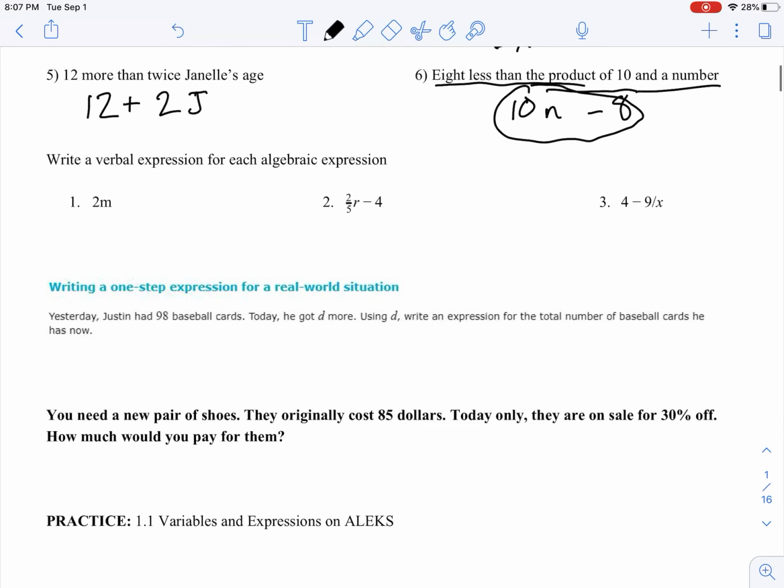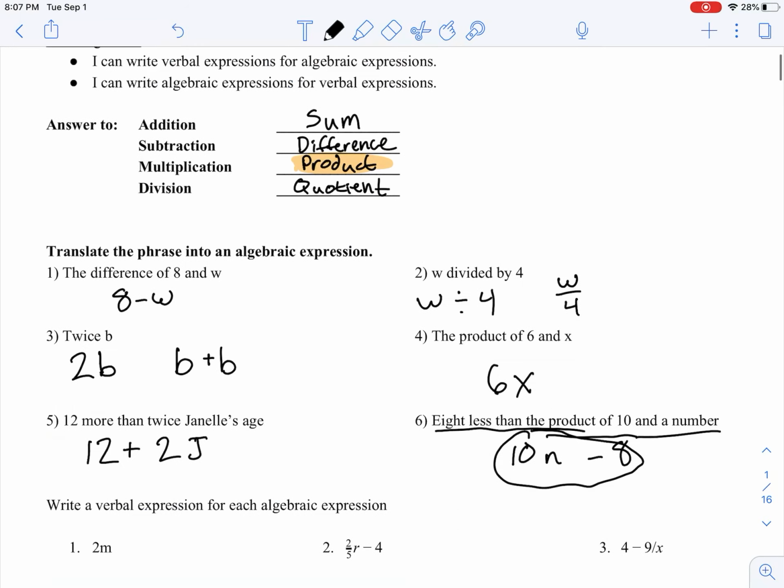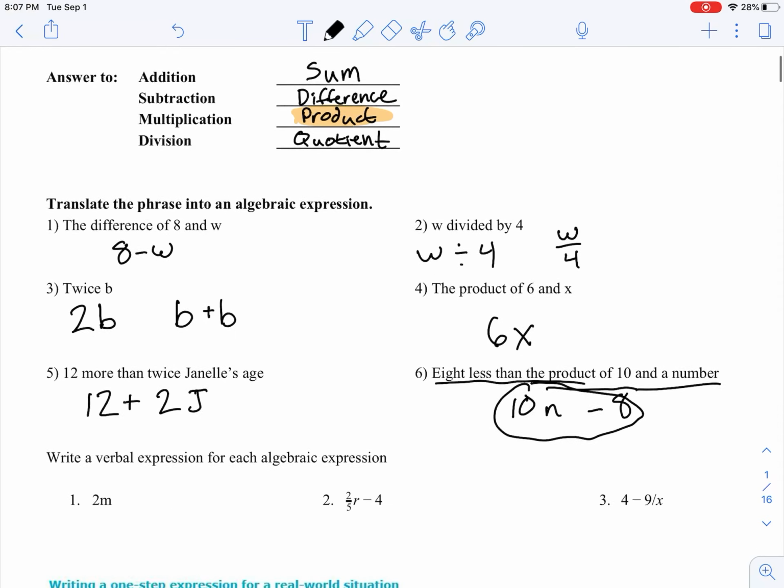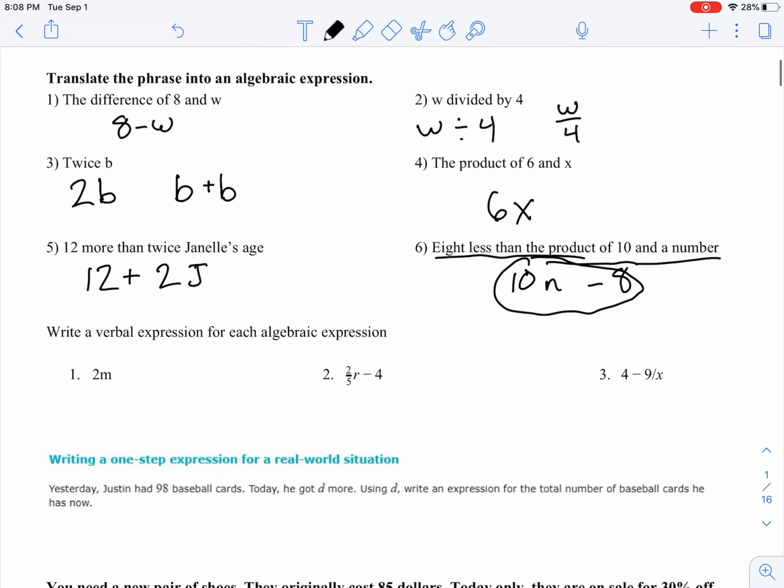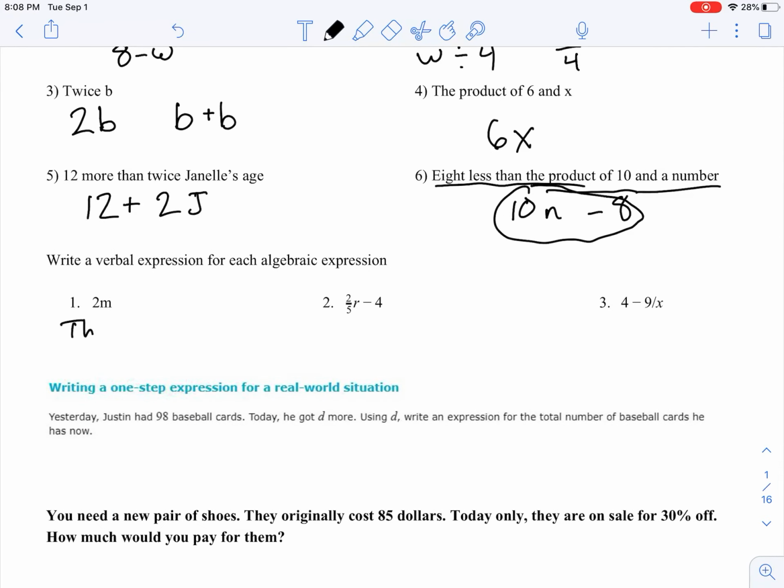Let's move on. Write a verbal expression for each algebraic expression. This is going backwards here. Right here we have 2m. You could write 2 times m, but I'd like to use these words up here if possible at the top that we wrote. Multiplication is product, so I'm going to use that. The product of 2 and m. You could also do the product of 2 and a number. I just wrote m because we already knew what it was.